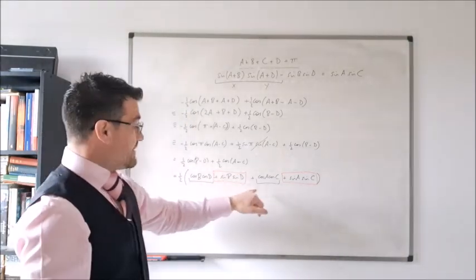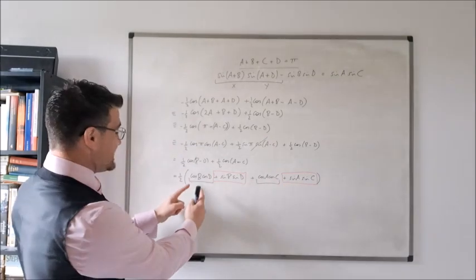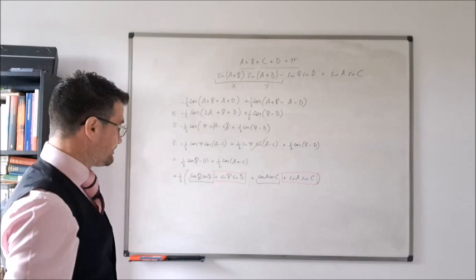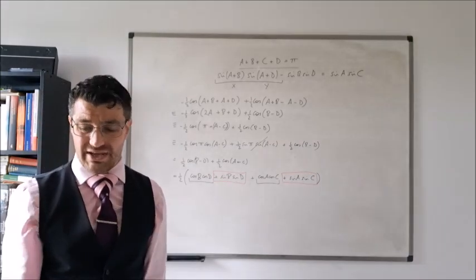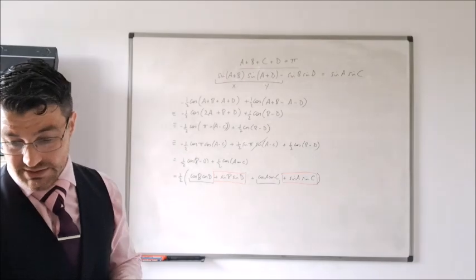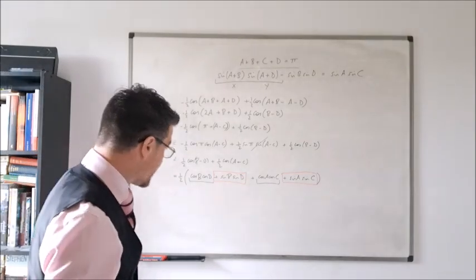Okay, so I want to keep these in here, but that means that I need to get rid of these things now: the cos b cos d and the cos a cos c. Okay, how am I going to get rid of these? Let's have a look at what I can do to get rid of them.